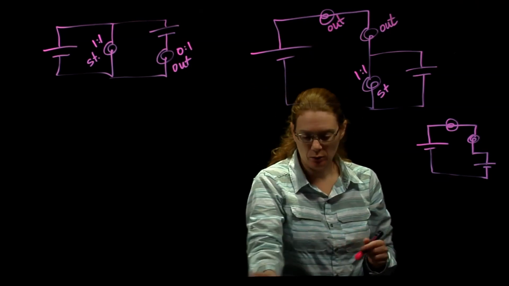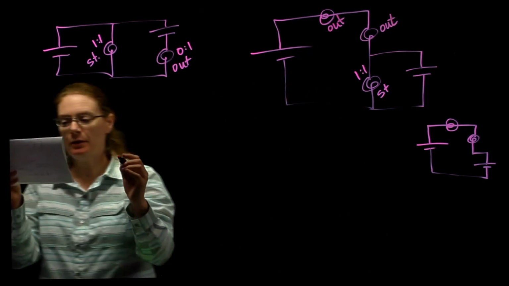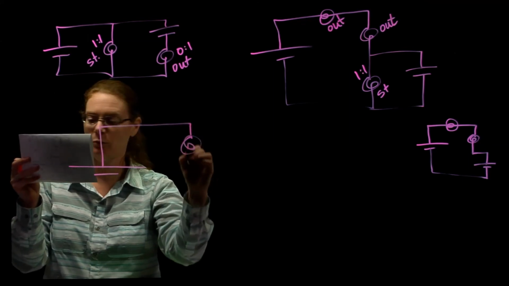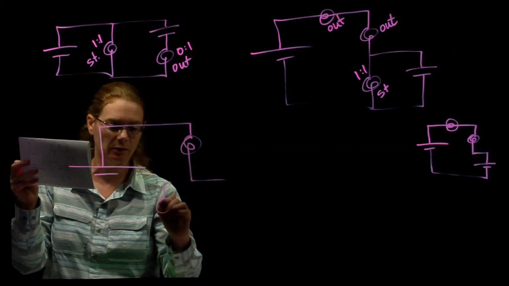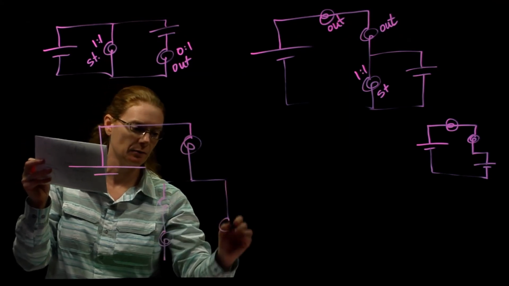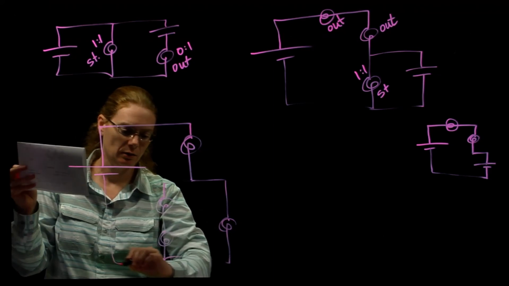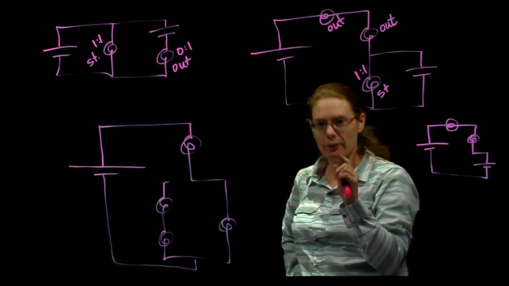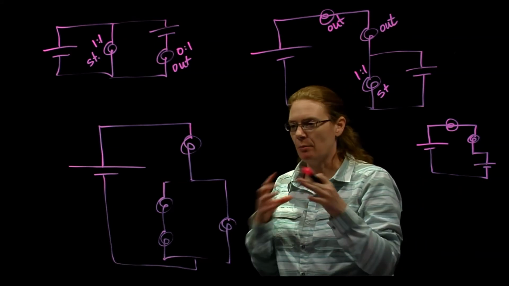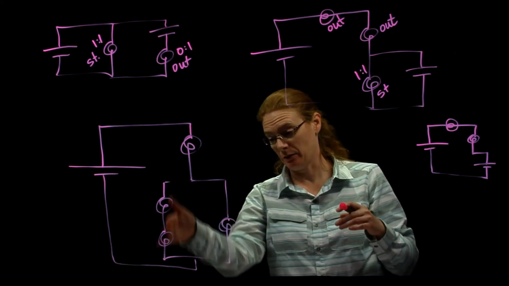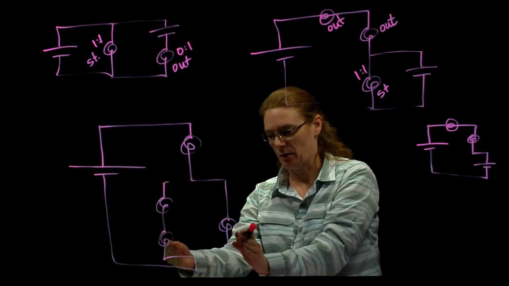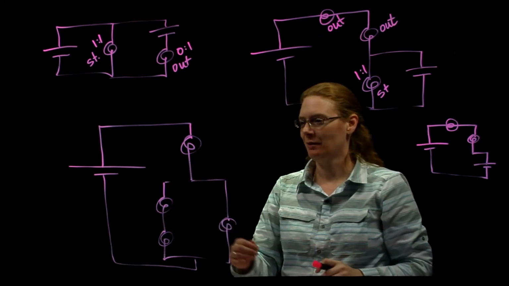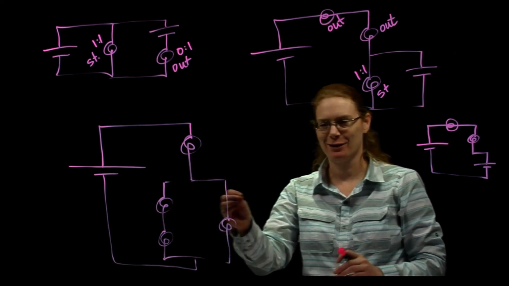Let's do one more. One last one. Another parallel series combination. And this one, we're going to think about it just a little bit differently, which is why it's a good one for me to give you for practice. Here, we only have one battery. And again, it's a series parallel combination because these two are in series with each other. But this is a parallel combination. And this bulb is in series with this parallel combination. So it's kind of a series parallel series circuit.